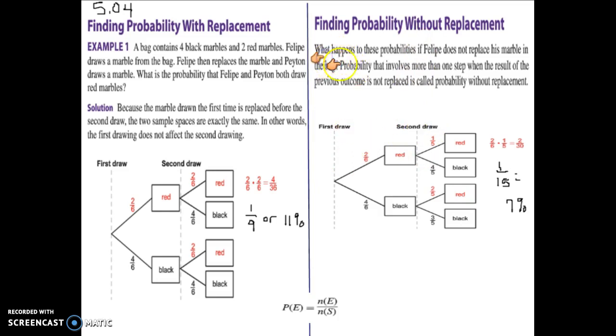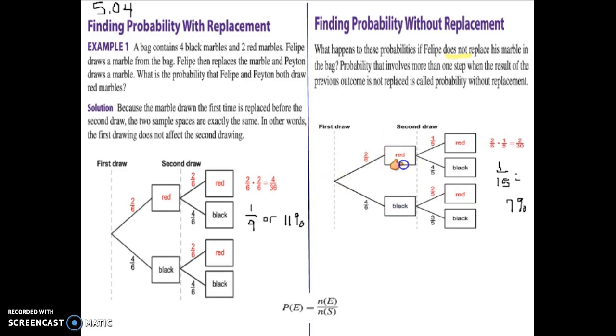So this says, what happens to the probability if Philippe does not replace his marble in the bag? So we've got almost the same scenario. Philippe's going to draw a red one. So notice the tree diagram, these are the same. We still have 2 out of 6 red ones, 4 out of 6 black ones.